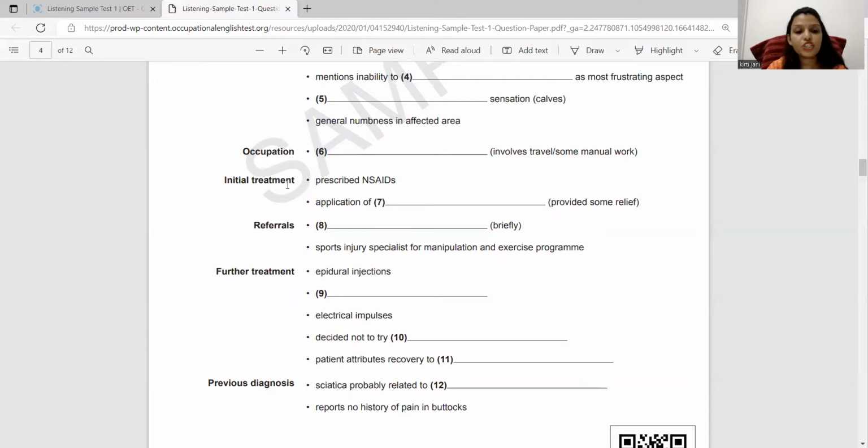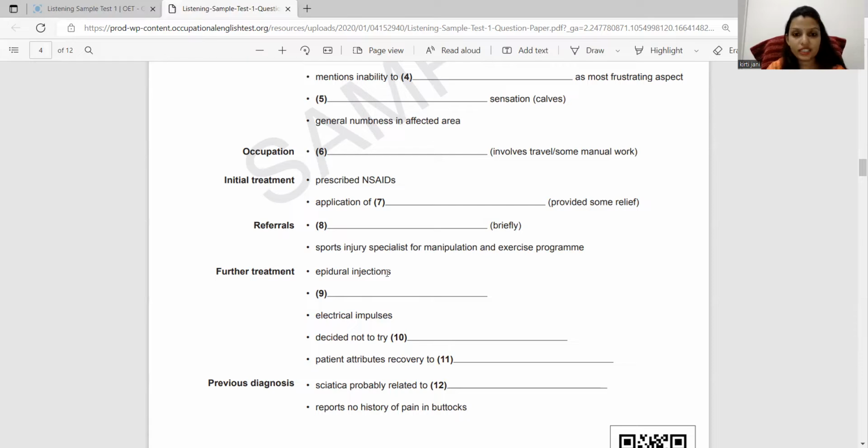All right. Initial treatment, prescribed NSAIDs, application of something, provided some relief. So application of what? Okay, application of an ointment. It can be the name of a drug or it can be a group of medication. So you need to think about the naming word, right? So again, a noun. Reference dash briefly. So here also it is about the reference, so we are predicting a noun, some common noun. Sports injury specialist. So similarly here also some referral must be there.